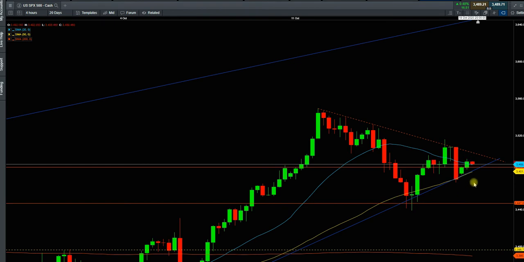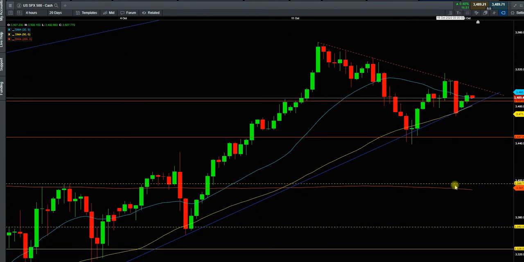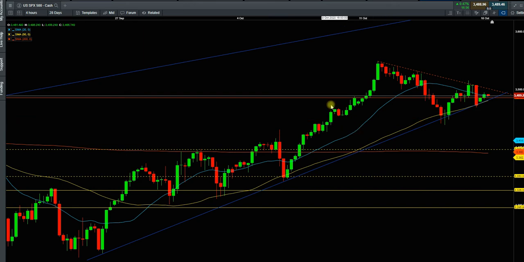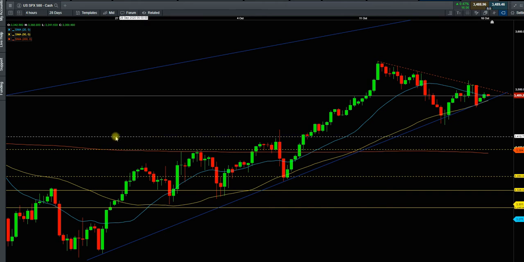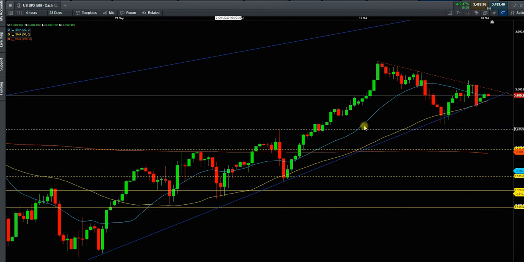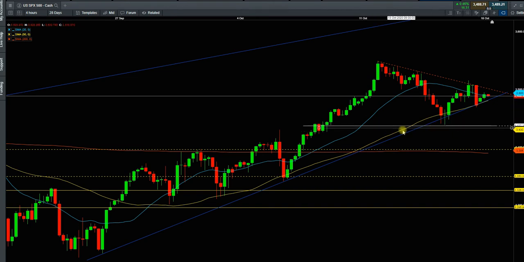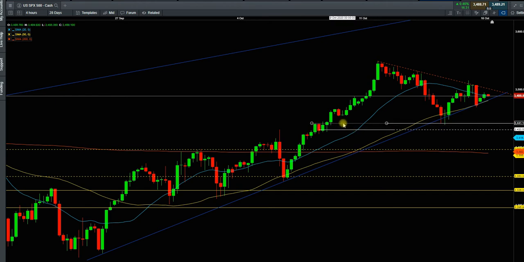However, if we break through down, we are going back to test this 3396, so be careful, guys. There is lots of support here. I know there is another support here, 3447, which is a support area. Now I can delete this line here, and I can delete this line here as well. So let me just put a line there just for our next video, then we can chase it up.